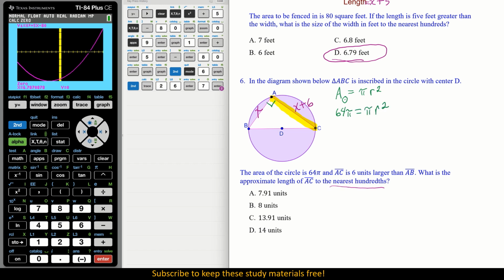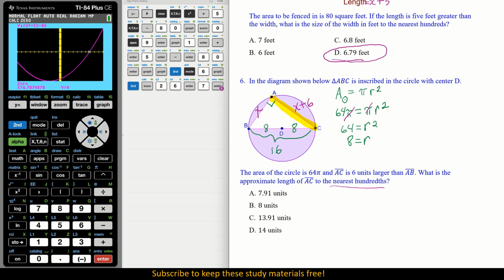Well, we have some canceling. Get rid of the pi's. So now we know that we have 64 equals r squared. Well, if we take the square root of both sides, we know that r equals 8. So we know this is 8 and we know this is 8. So we know the hypotenuse equals 16. Now that really gives us something pretty good to work with.